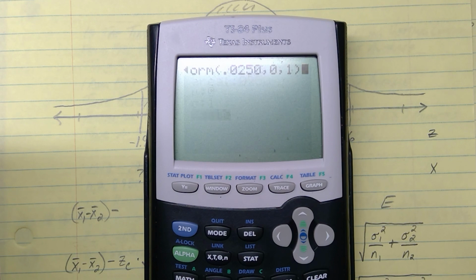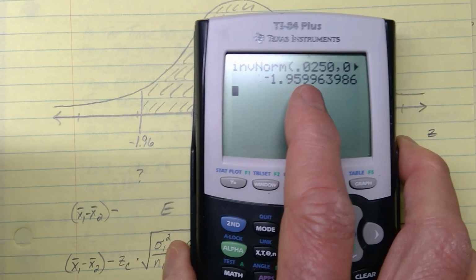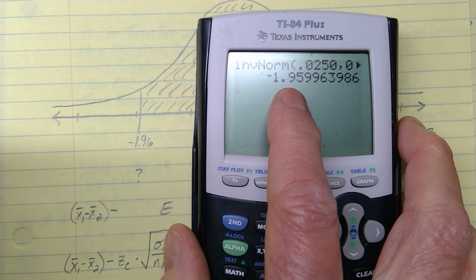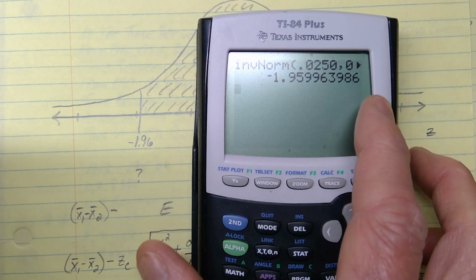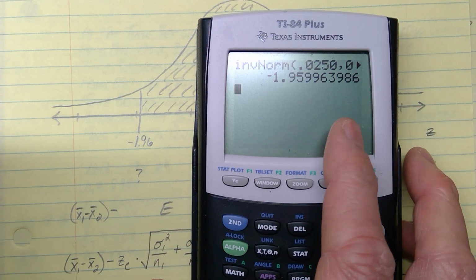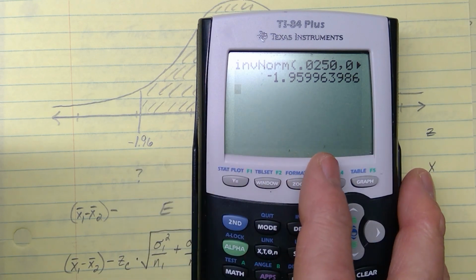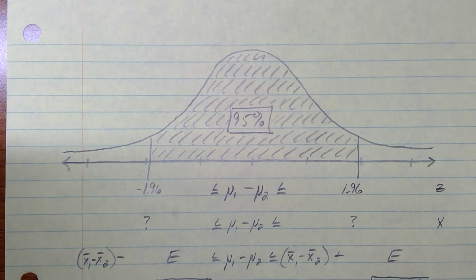And then I usually just hit enter. It puts it in there. You got to hit enter one more time. And it tells you the exact Z number you're looking for. We said negative 1.96. That's pretty close. This is more exact here. So like I said, if you can't get your answer to quite work out, you might try using a more exact Z or T number in your calculations.